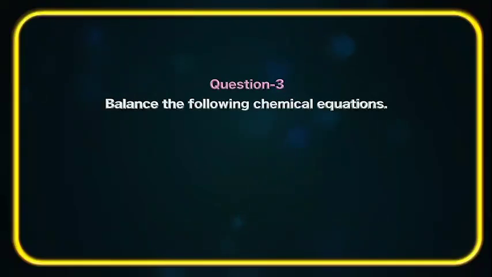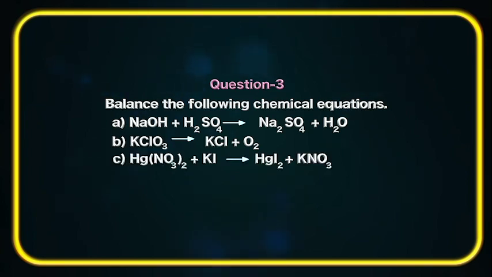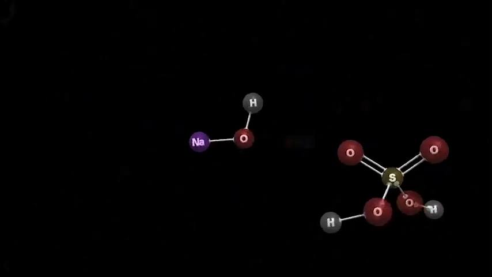Question 3. Balance the following chemical equations. Sodium hydroxide plus sulfuric acid gives rise to sodium sulfate plus water. Potassium chlorate gives rise to potassium chloride plus oxygen. Mercuric nitrate plus potassium iodide gives rise to mercuric iodide plus potassium nitrate. Let us take the chemical equation.